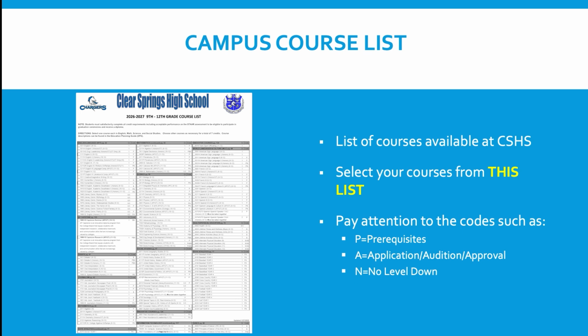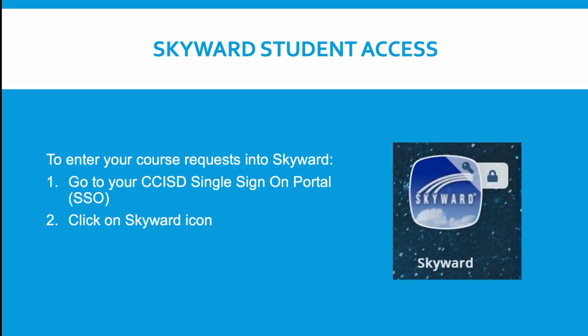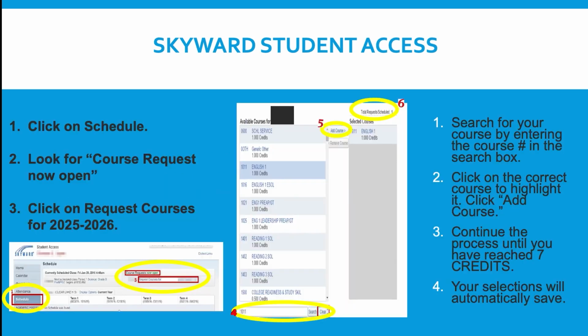To enter your courses directly into Skyward, you will need to log into your Skyward Student Access. After you have logged into Skyward, you will click on the Schedule tab. Look for Course Request Now Open. Click on Request Courses for the upcoming school year.